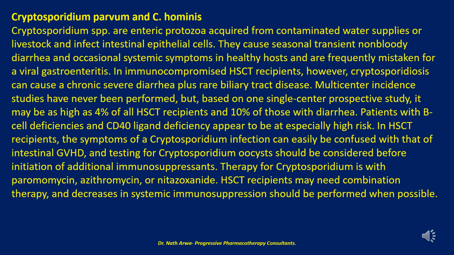In hematopoietic stem cell transplantation recipients, the symptoms of a Cryptosporidium infection can easily be confused with that of intestinal graft versus host disease, and testing for cryptosporidium oocysts should be considered before initiation of additional immunosuppressants. Therapy for cryptosporidium is with paromomycin, azithromycin, or nitazoxanide. Hematopoietic stem cell transplantation recipients may need combination therapy, and decreases in systemic immunosuppression should be performed when possible.